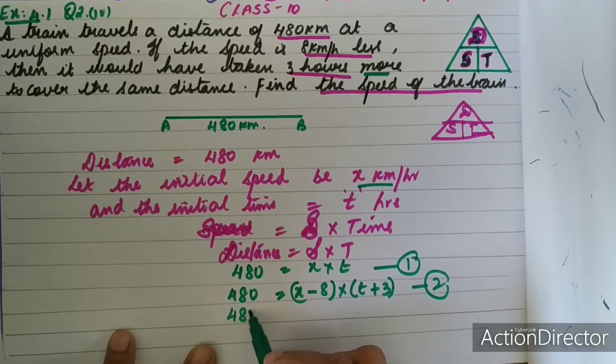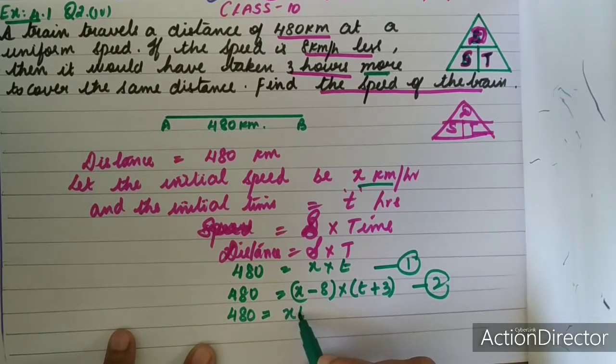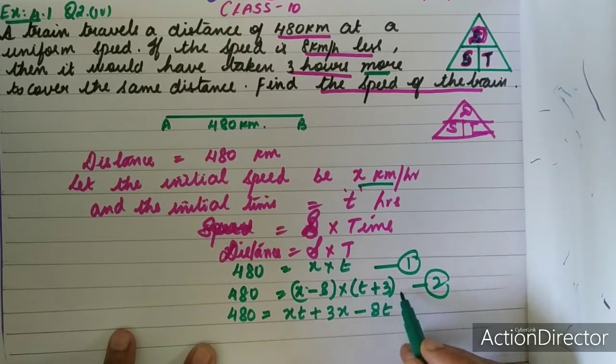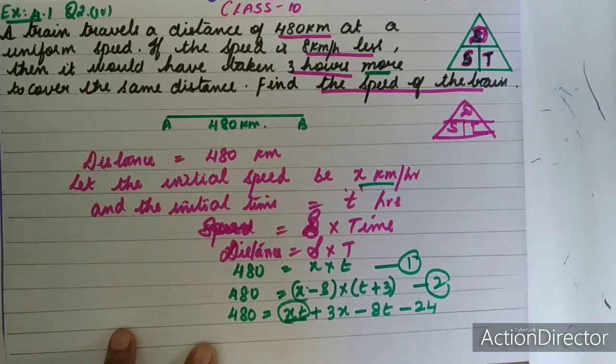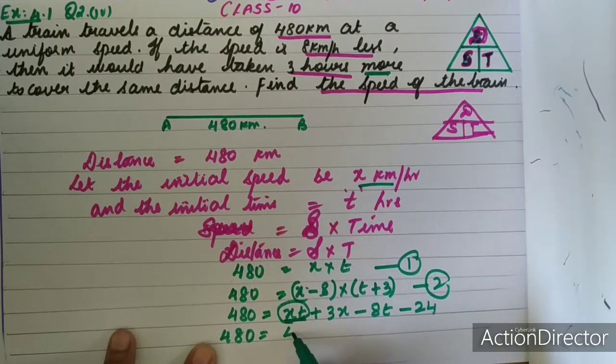Now I am going to simplify equation number 2 by doing the binomial multiplication. So 480 will be equal to, now you multiply, x into t is xt. Now x into 3 is 3x, minus 8 into t is minus 8t, and minus 8 into 3 is minus 24. Now from the first equation I am going to replace the value of xt. So 480 will be equal to, from the first equation you are able to see the value of xt is equal to 480 plus 3x.